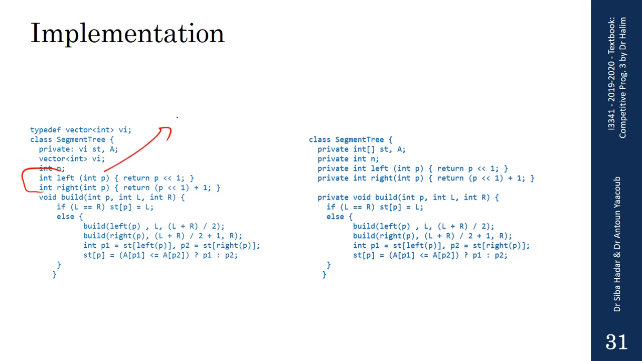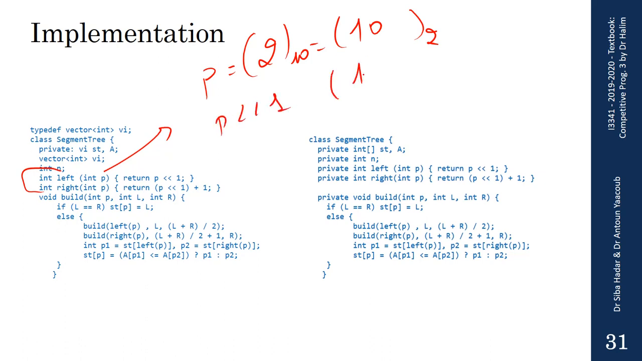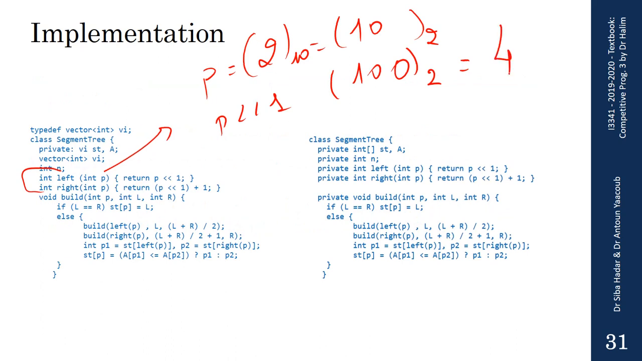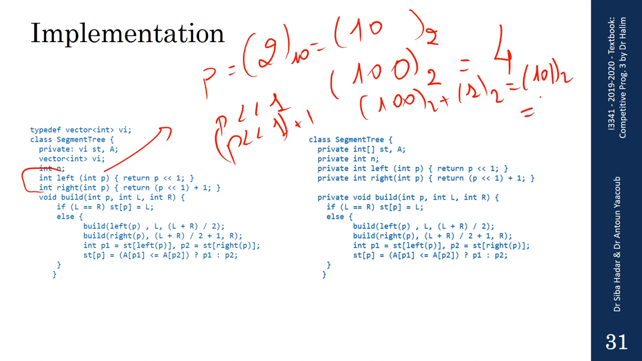So for example, if I have p equal to 2, in base 10, in base 2 it will be equal to 10, and I want to do the left shift. So if I do the shift of 1, it will be equal to 10, and I will add a 0 here. So it will be equal to 4. And again, shift of 1 plus 1 in base 2 will be equal to 101. So it will be equal to 5 in base 10. So this is very quick since we are using the binary operators.